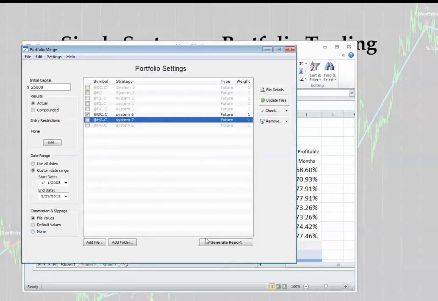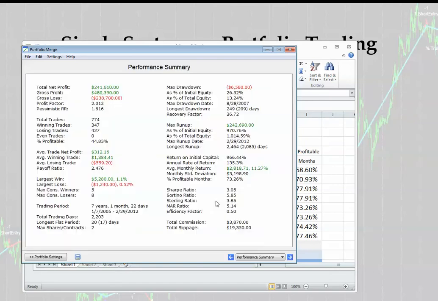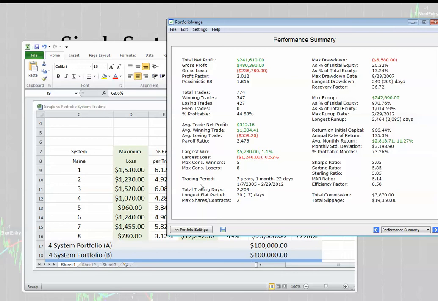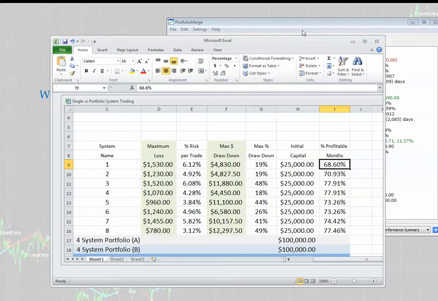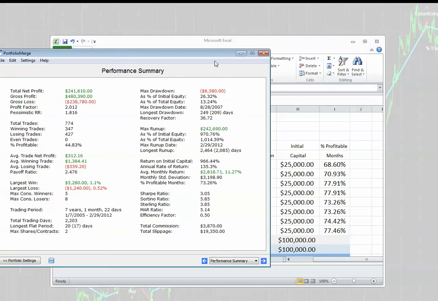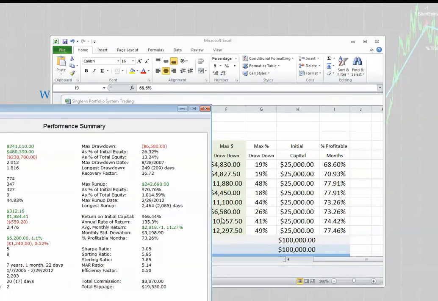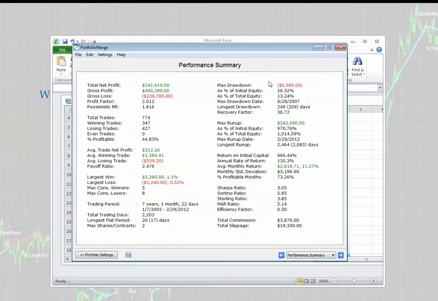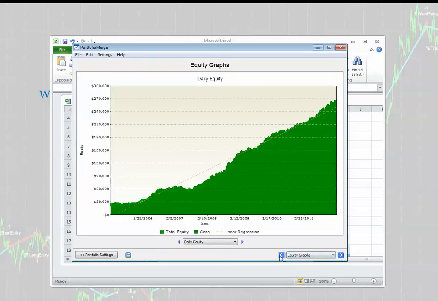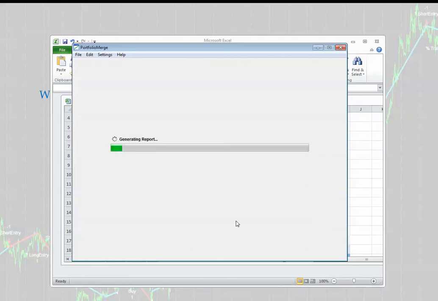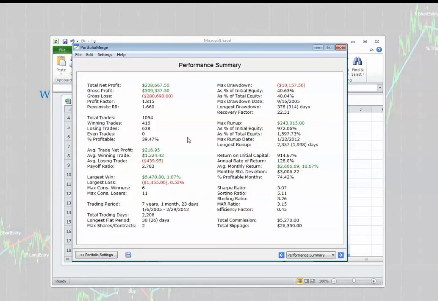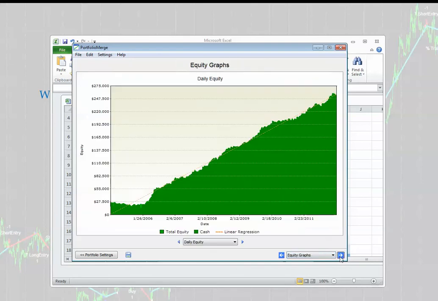This is system 6. We'll generate the report. Okay, on system 6 we have a max loss of $1,240, which is shown here. We have 6,580 as the max drawdown, and 73.26% of the months are profitable. Once again, here's the equity curve for that one. All right, let's go to system 7. All right, and let's take a look at the equity curve on that one.